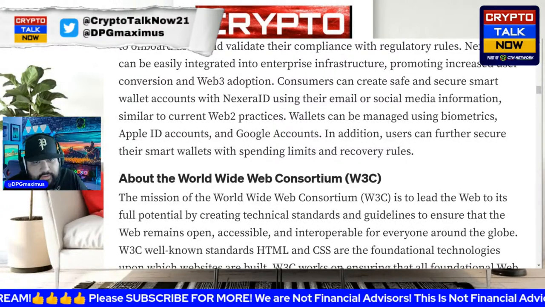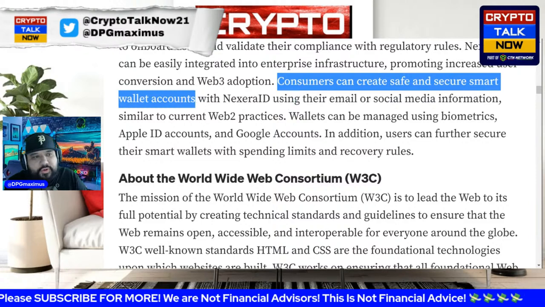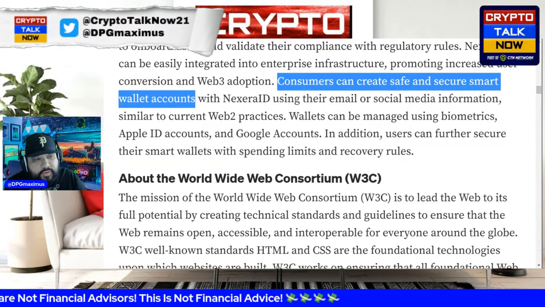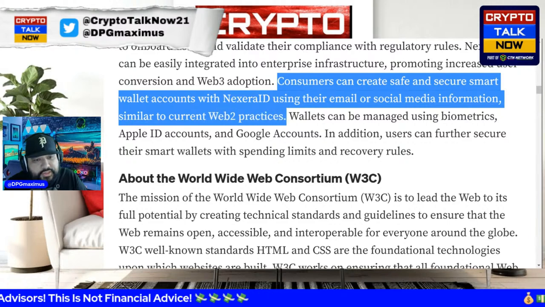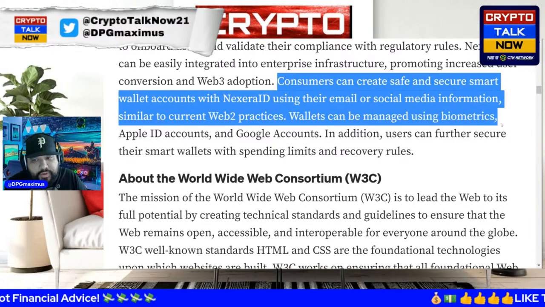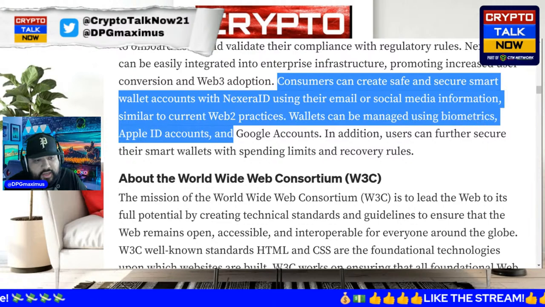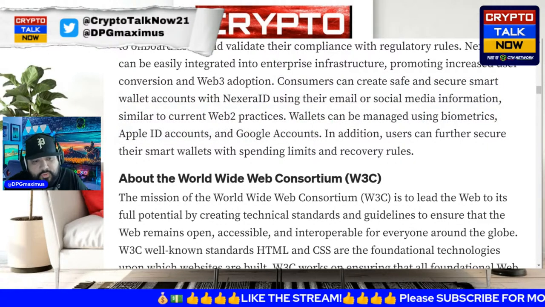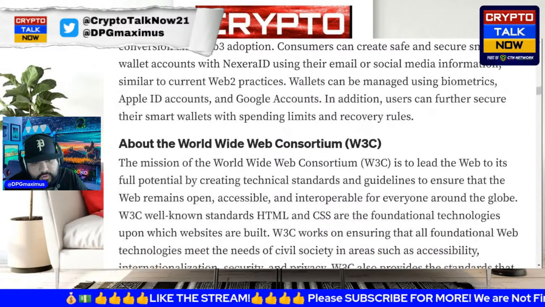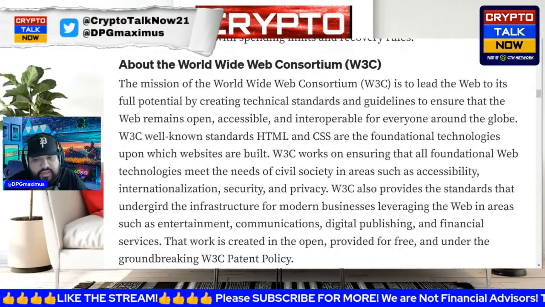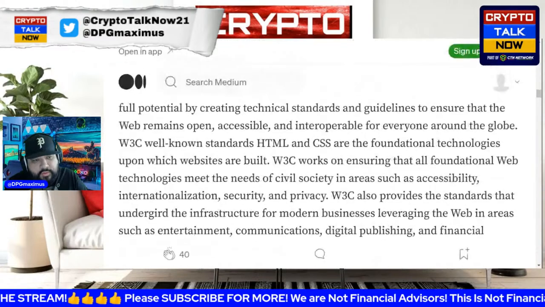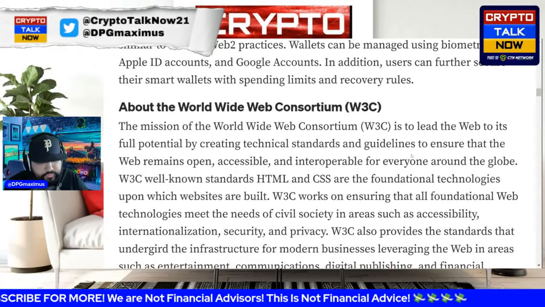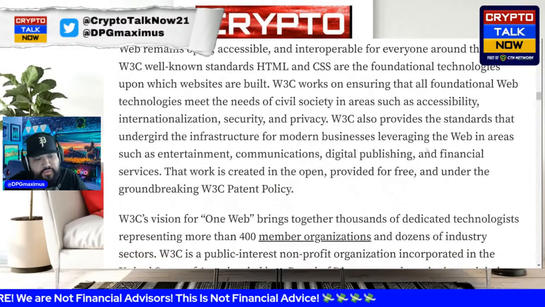This right here. Consumers can create safe and secure smart wallet accounts with NextEra ID using their email or social media information, similar to the current Web2 practices. Wallets can be managed using biometrics, Apple ID accounts, and even Google accounts. In addition, users can further secure their smart wallets with spending limits and recovery rules. Now, I'm not going to get into the whole thing about the World Wide Web Consortium, W3C. You can more than nerd it out if you want.